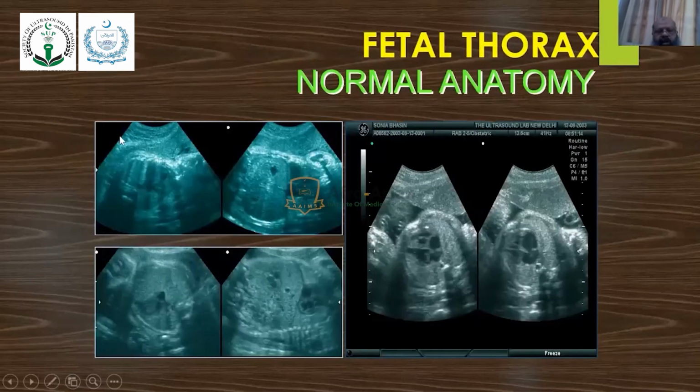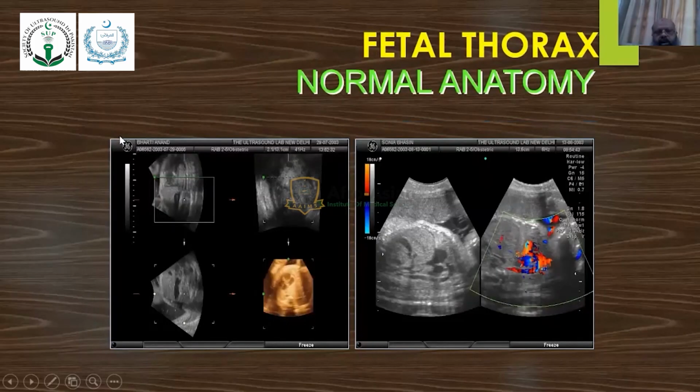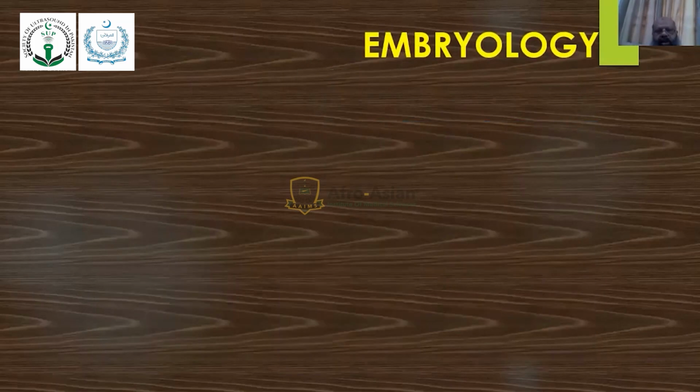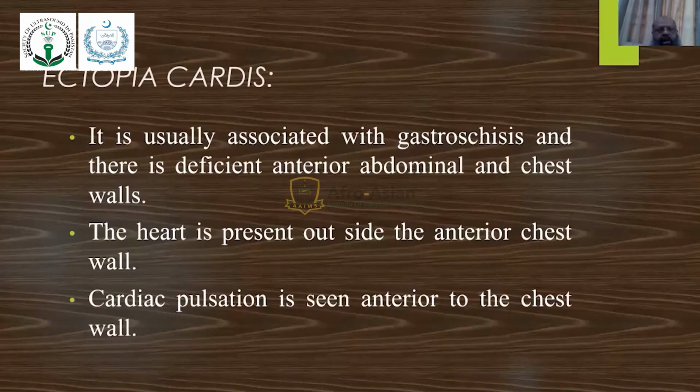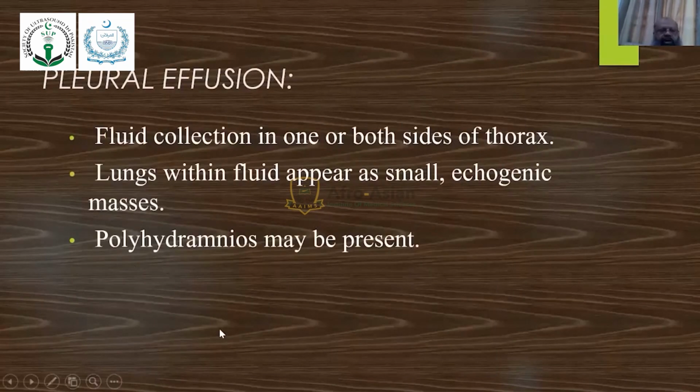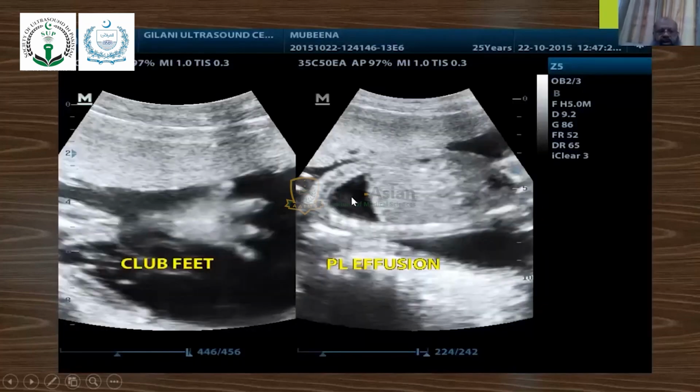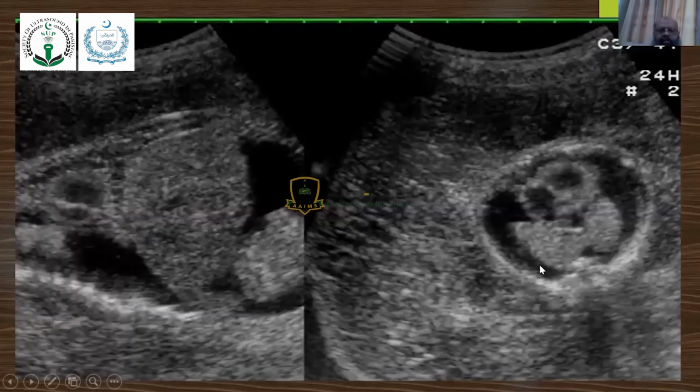In the thorax, we can have some abnormalities. Let us discuss the main thoracic abnormalities. We can have fluid, which is the pleural effusion. This is pleural effusion. Here we have the pleural effusion with pericardial effusion. This is sagittal view and cut section.